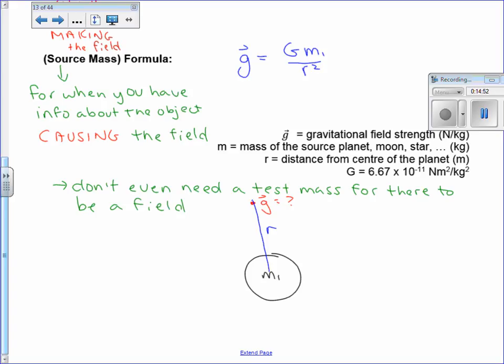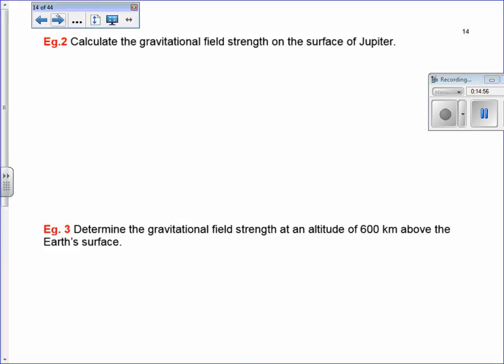So we'll just do some examples using this formula. We want to calculate the gravitational field strength on the surface of Jupiter. At this point, I realize you need a handout. So I'm going to have you pause the video, and your sub is going to hand out a chart that has all the information about planets and some common planets and their moons.